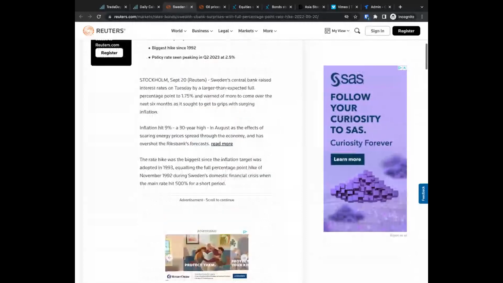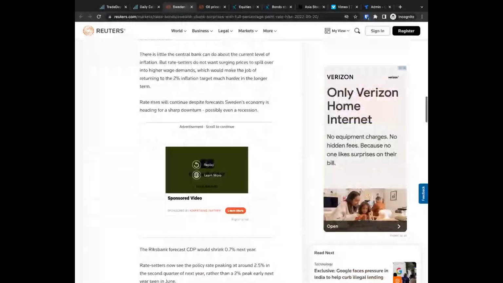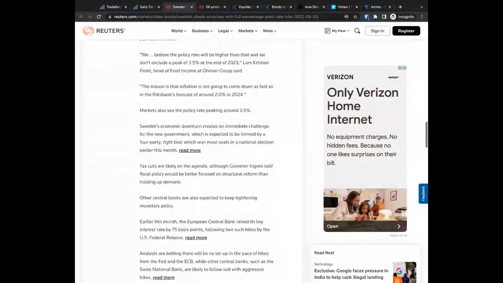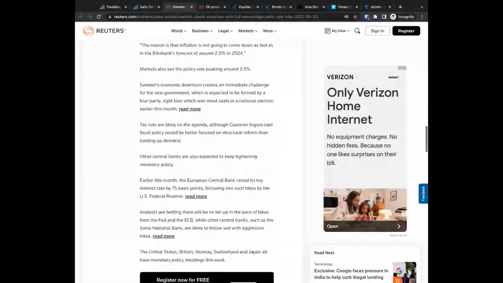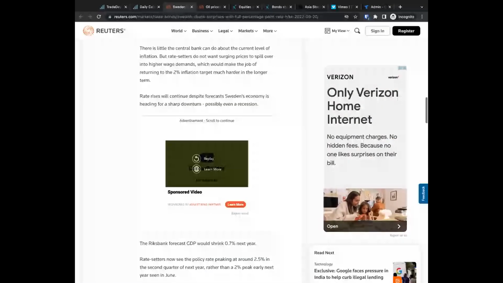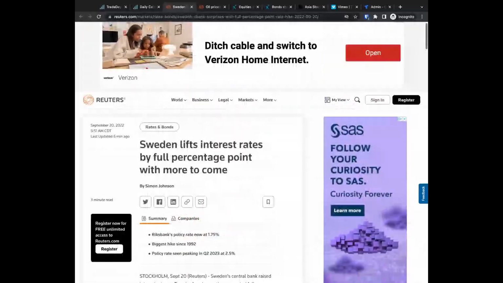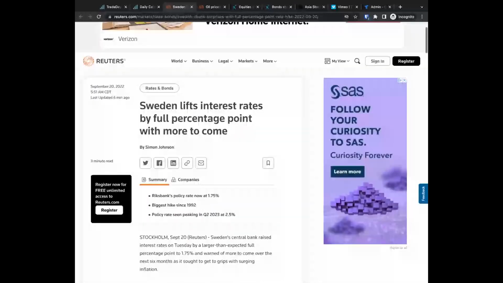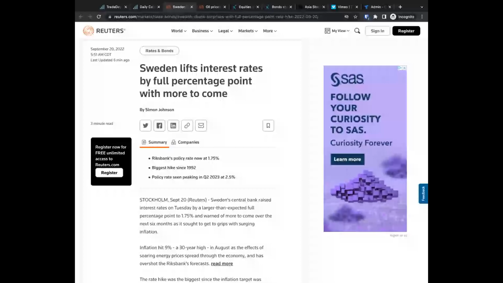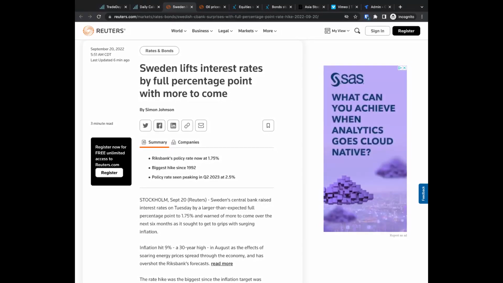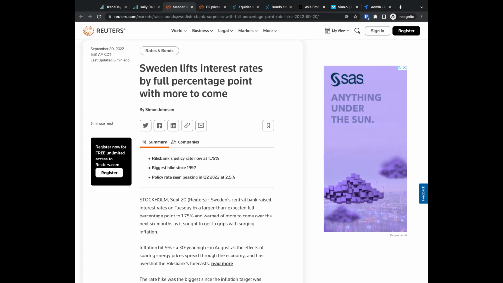I thought it was a little bit about the Riksbank talking about where they sit in terms of their longer term outlook. Well, I just wanted to point this out because we are going into the Fed tomorrow, and there has been talk of the Federal Reserve doing a full 100 basis points, a full percentage point rate hike. Now, the markets, generally speaking, are priced in three quarters of a point, 75 basis points.